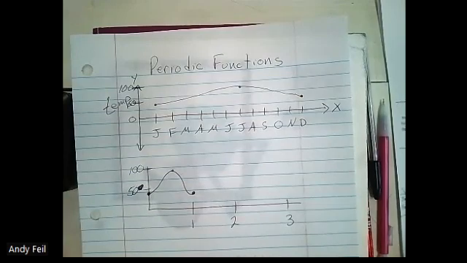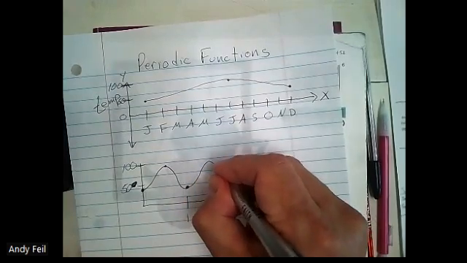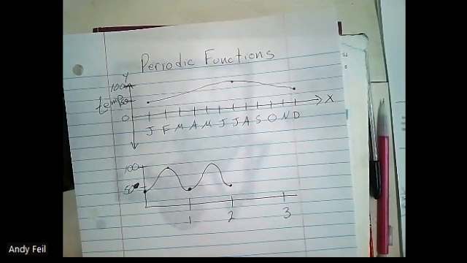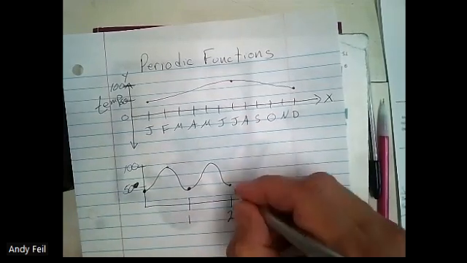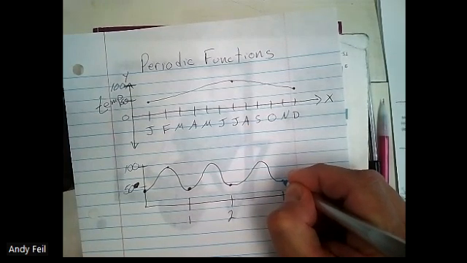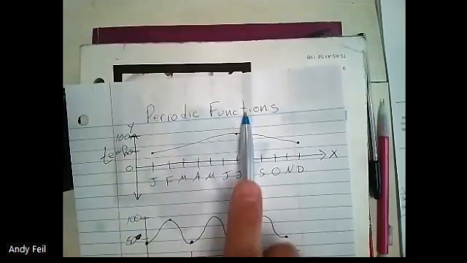And then what happens the next year? It does the same thing. It kind of goes up in the summertime and it comes down in the wintertime. And then in the third year, what happens? It goes up in the summertime and it goes down in the wintertime. The temperature follows what we call a periodic function.